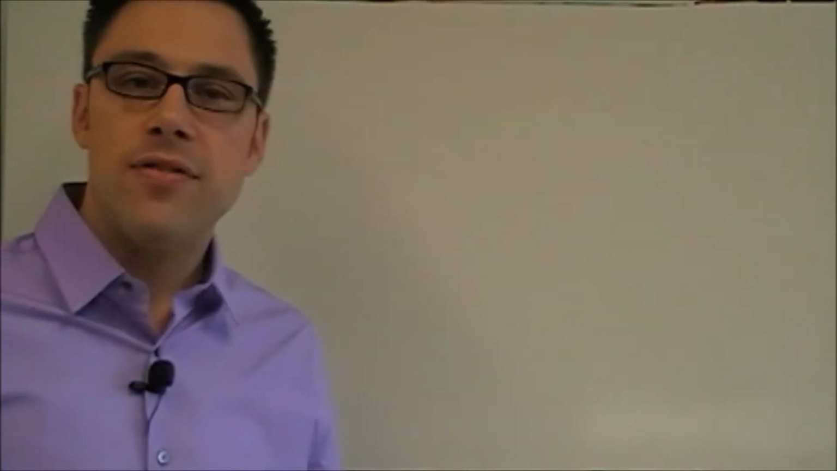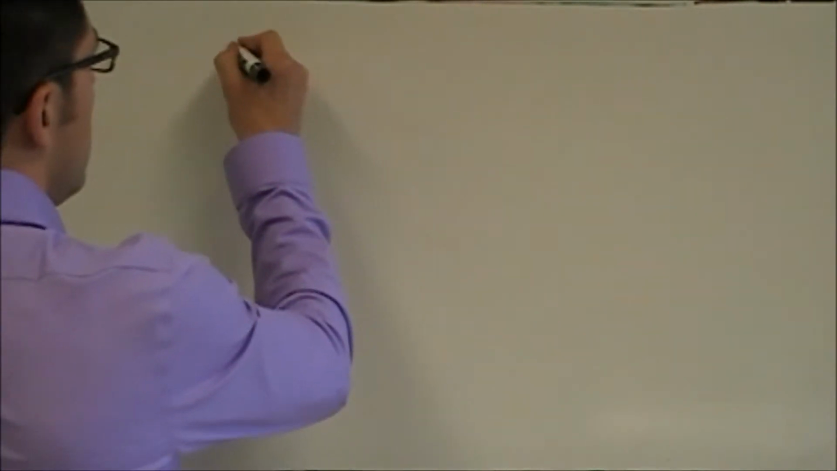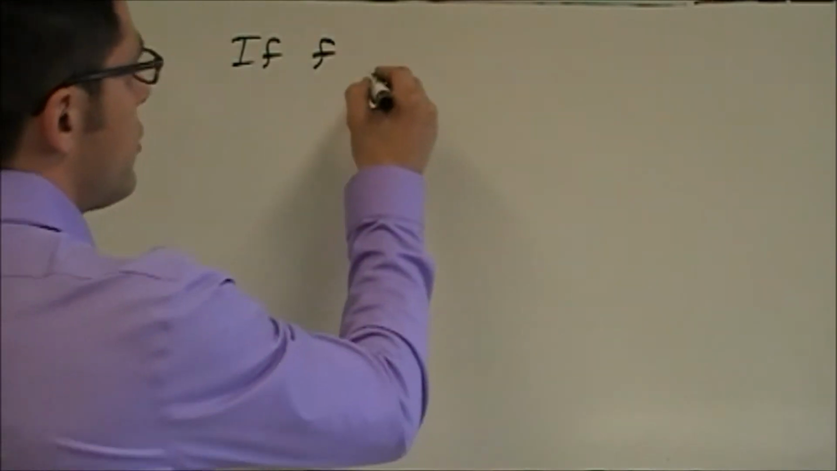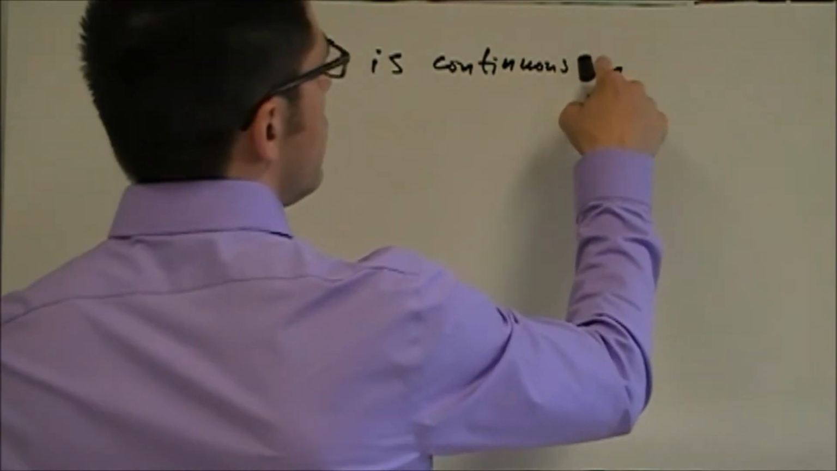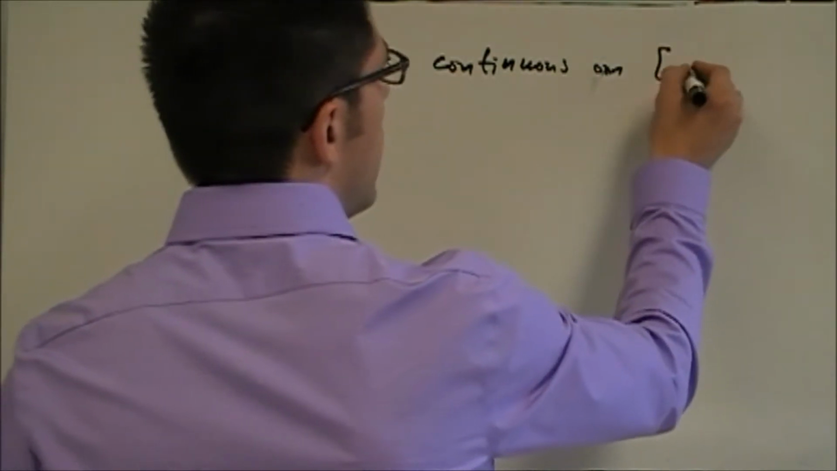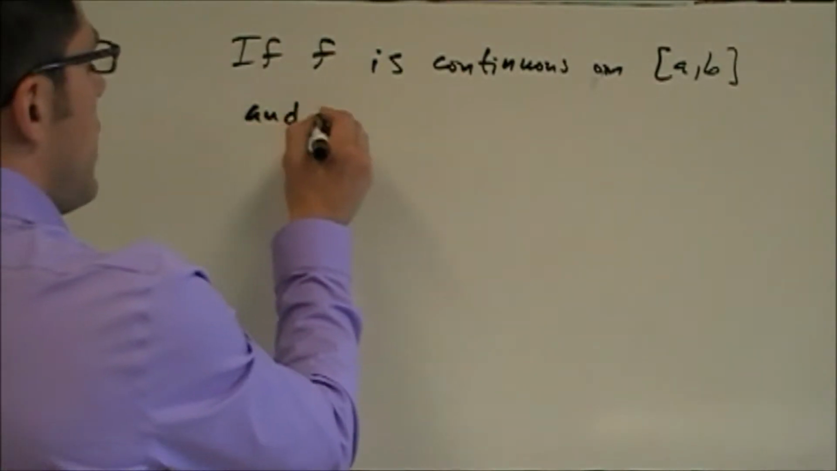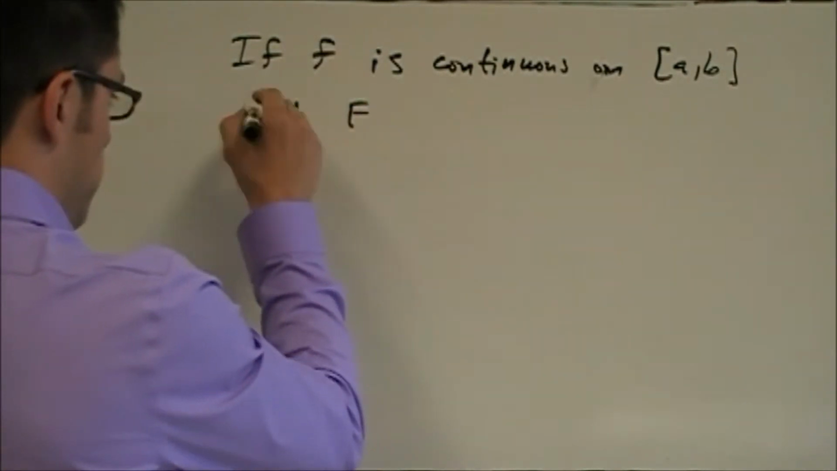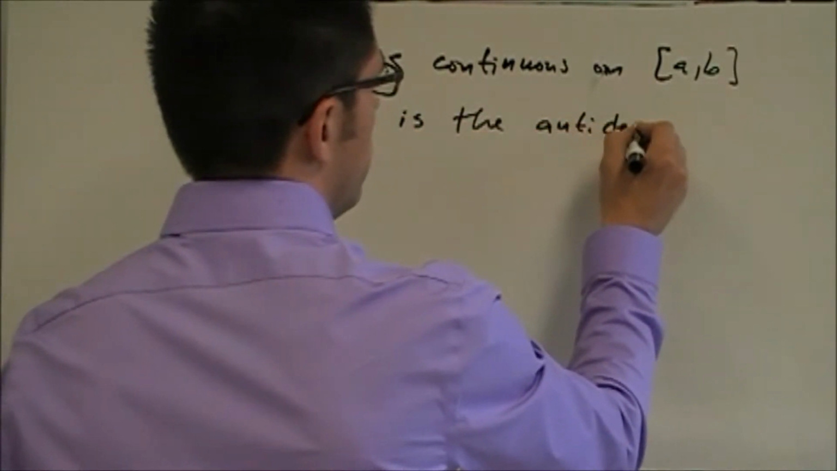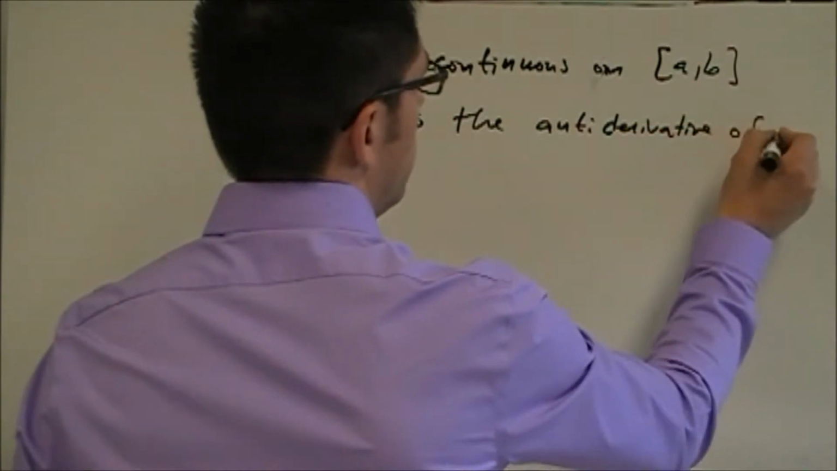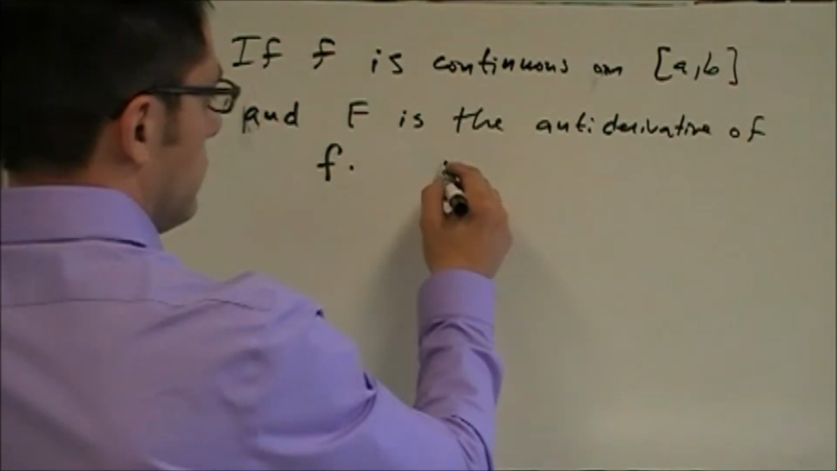So we call this thing the FTC for short, and really it says the following. It says that if f, my function f, is continuous on some x interval a, b, okay, from a to b, and capital F is the antiderivative of f, then I have the following.